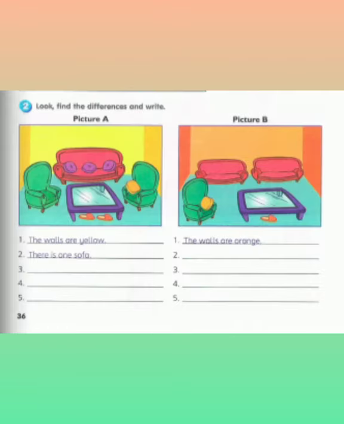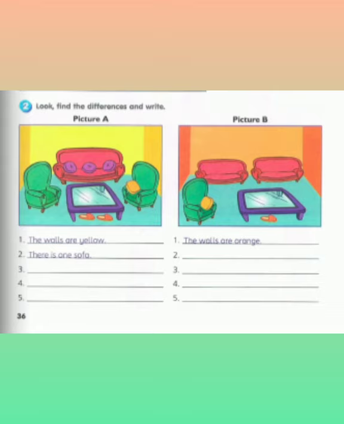Now let's look at question 2. Look, find the differences and write. Okay, lihat, cari perbezaan dan tulis. So there are two pictures there. Ada dua gambar di situ, picture A and picture B. So it's not the same picture. It's a different picture. Bukan gambar yang sama, tetapi kalau awak lihat betul-betul, if you look carefully, there's a difference between those pictures. Ada perbezaan antara dua gambar tersebut. So what you have to do, you have to look carefully and find out what's the difference. Okay? Right now, you have to write the difference.